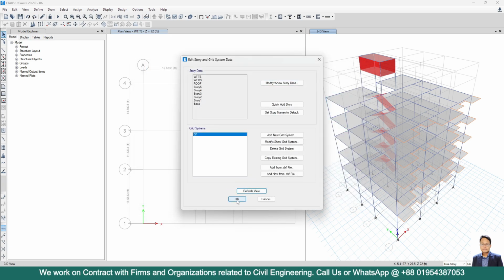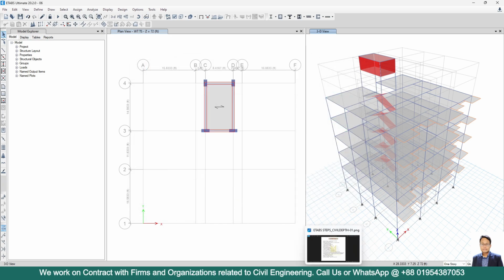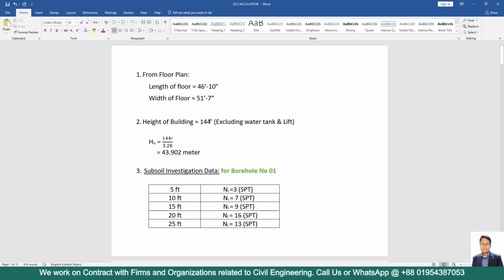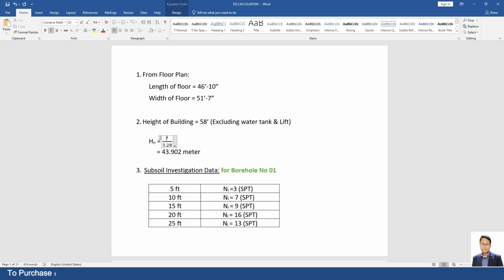Click on OK, refresh view, OK. Here the height is total 58 feet. Just write here 58 feet. Now convert this to meter, 58 feet.